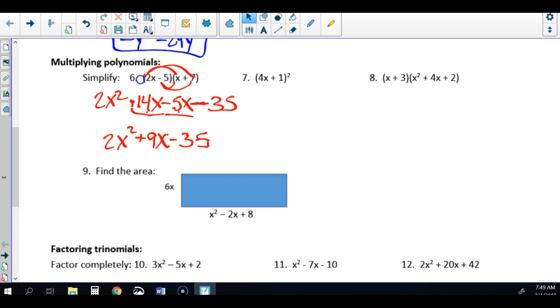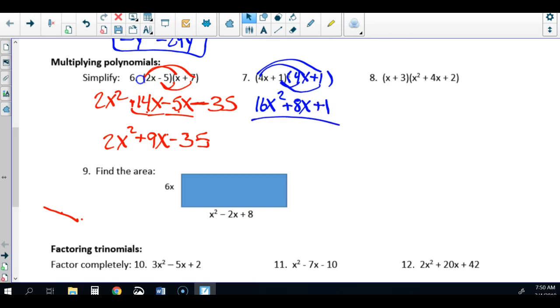Number 7 doesn't look like a FOIL problem, but we're multiplying this 4x plus 1 times itself. So if you set it up like that, it looks more normal. Then you can follow through with the FOIL step. 16x squared plus 4x plus another 4x, combining those steps there. And then the last, 1 times 1, is plus 1. So there's that.